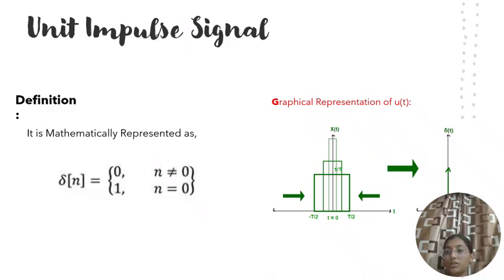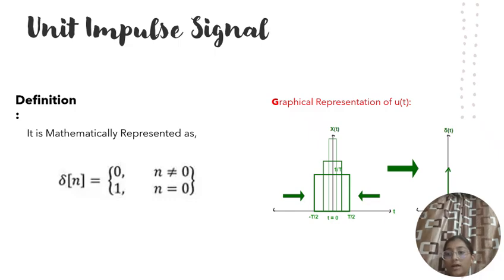The next function is the unit impulse function. The unit impulse function is denoted as delta of t. It is a very interesting function. It is 0 everywhere except at t equals 0, where its value is considered to be infinitely large, but in such a way that the total area under the curve is 1. You can observe the graphical representation of delta of t here. You can think of it as a very sharp spike at t equals 0.